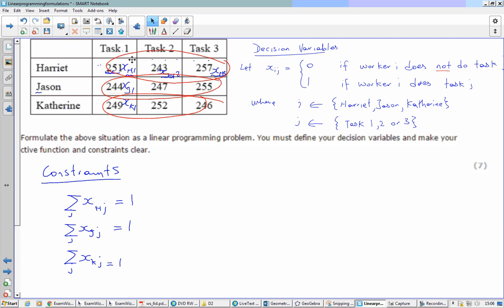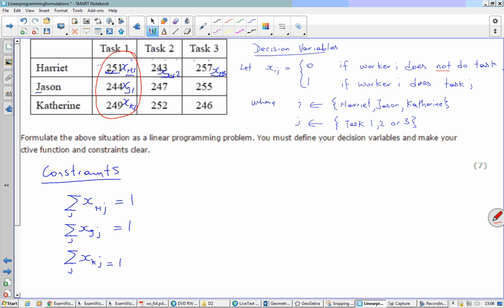Okay. But now what we might want to do is look at the column. So if we look at the column constraints, we're now looking at the fact that these have got to fit. Task 1 needs to be allocated to one of them. So one of these numbers is going to be equal to 1, and the other 2 are going to be equal to 0. So in other words, they're going to total to 1. So therefore, we have now noticed this time it is the second bit that's staying the same, task 1. The 1 bit is staying the same this time.